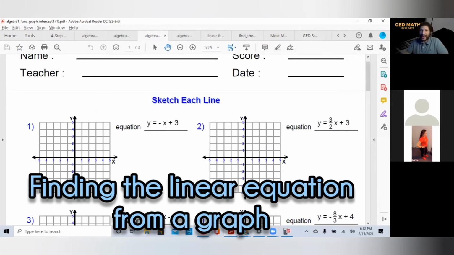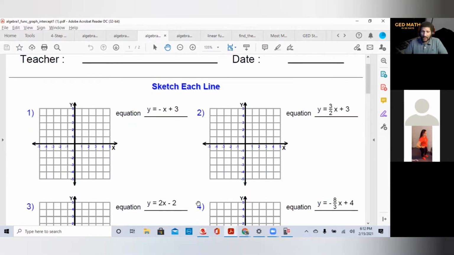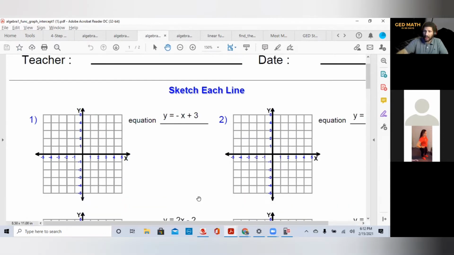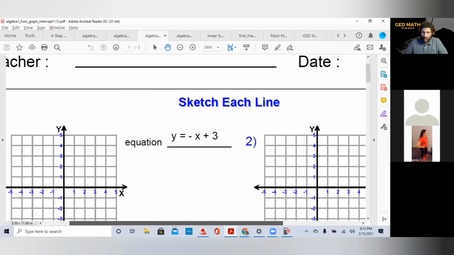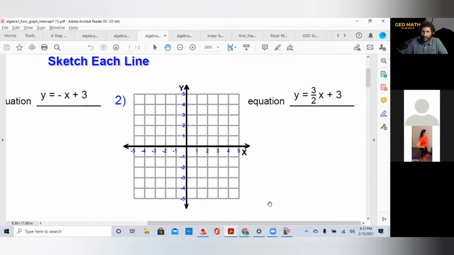We want to use those same concepts to graph a line. So what we'll do is, let me increase the zoom. Let's just get one in view. So we'll do this one here: y equals 3/2 x plus 3. What you should notice right away is that this is slope-intercept form.